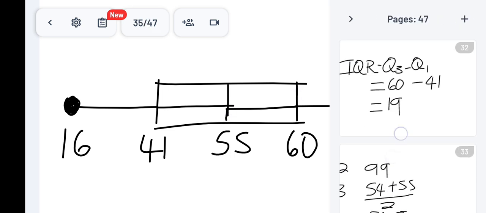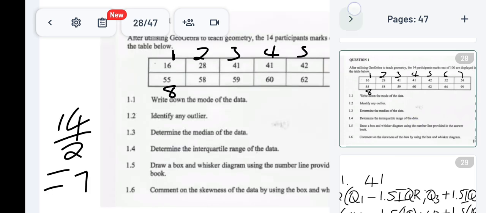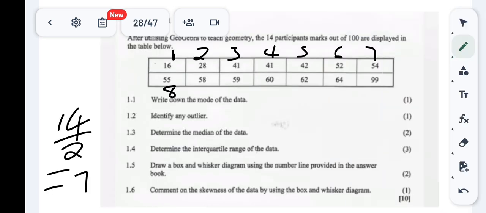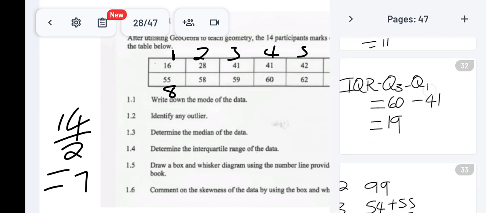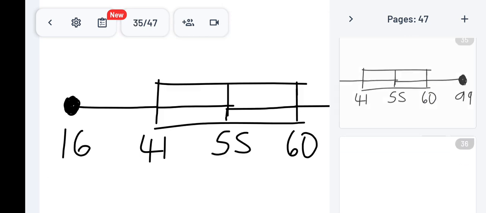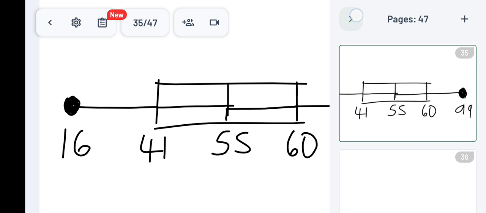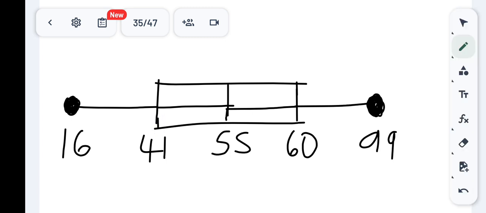Okay, I know the last question says comment on the skewness of the data by using the box and whisker diagram. In this case, my box and whisker plot is not accurate, so I cannot just identify by looking, because I don't have a scale. I just drew it for the sake of showing you how to draw a box and whisker plot. But please ensure that you choose the correct scale. Maybe you can use the scale of 5, 10, 15, 20, or maybe use the scale of 10, 20, 30, and all of that, or 15 maybe.